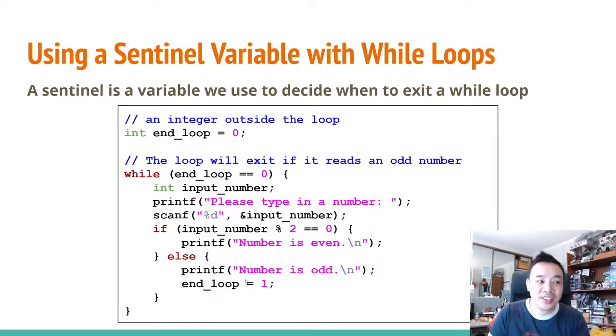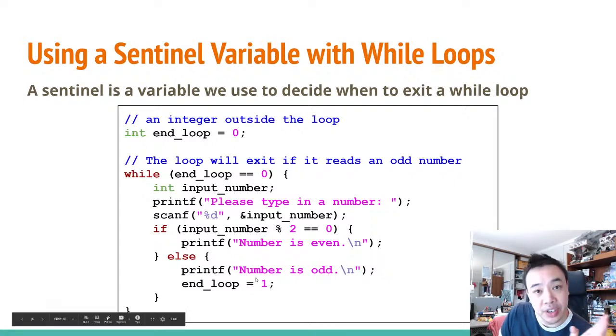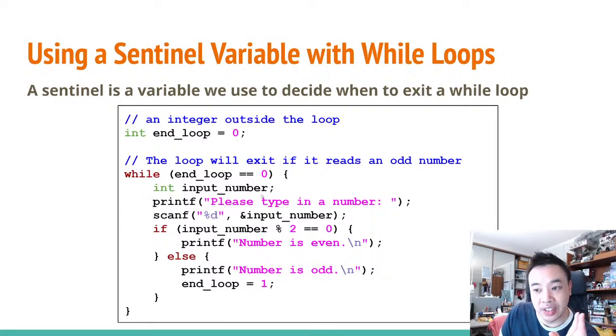So what I can do here is I can say, I will keep looping and you will keep typing in numbers. If you keep typing in even numbers, then we can go on forever. We can keep typing in even numbers. But if you type in an odd number, I'm going to say that's the last number I'm going to look at, and then we're going to exit the loop.